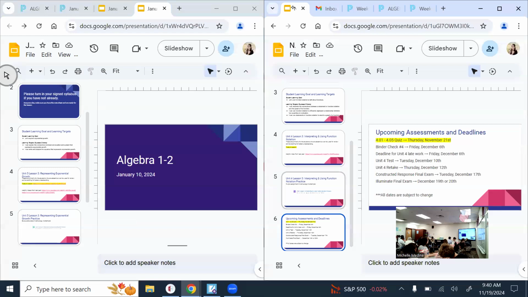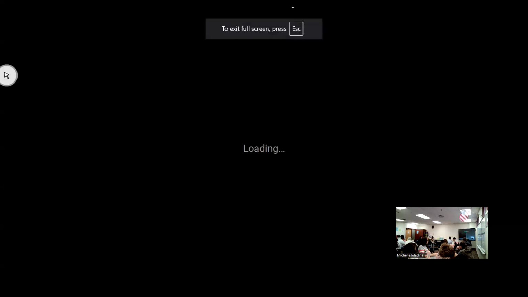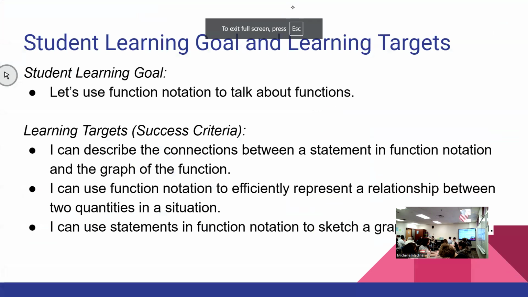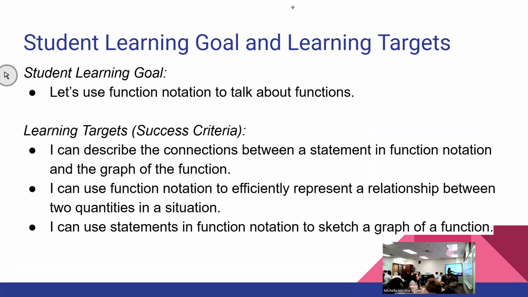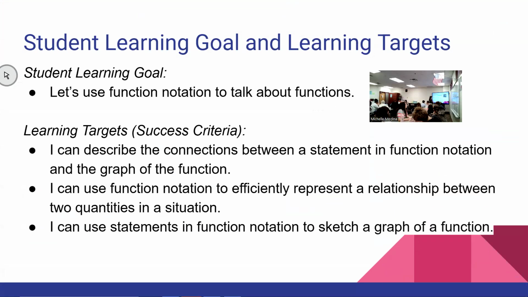All right, anyway, today we are going to be using function notation to talk about situations. So describing connections between a statement in function notation and the graph, using function notation to represent a relationship between two quantities in a situation, and using statements in function notation to sketch a graph.